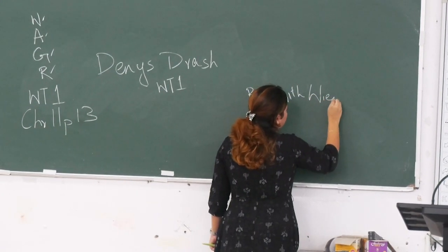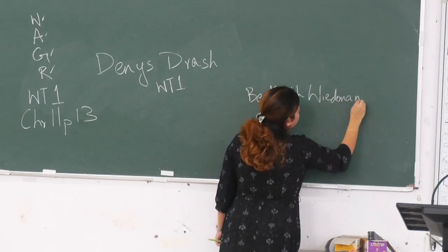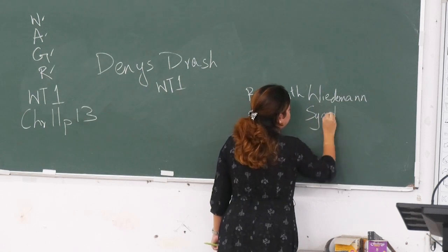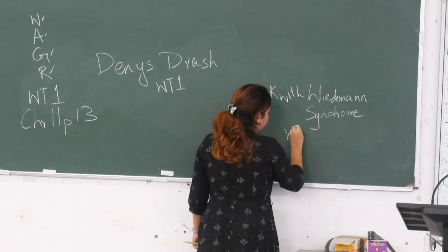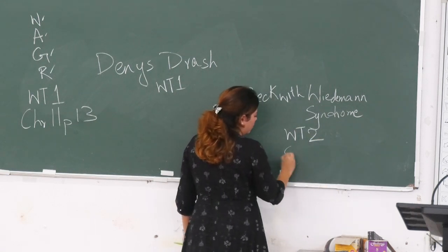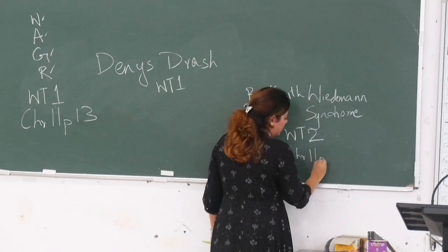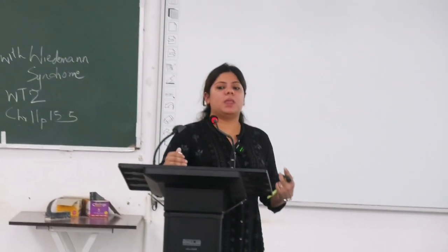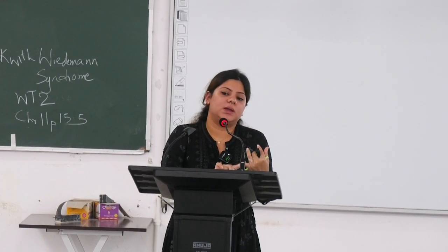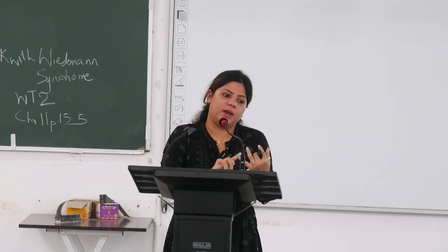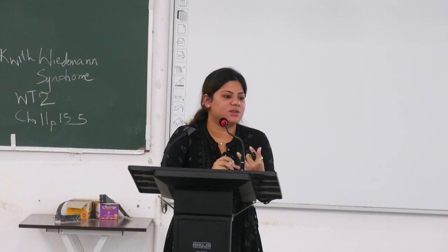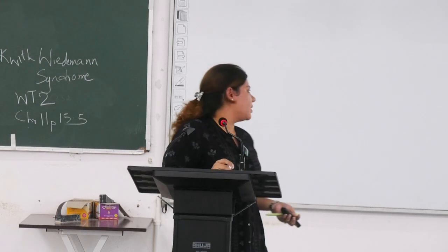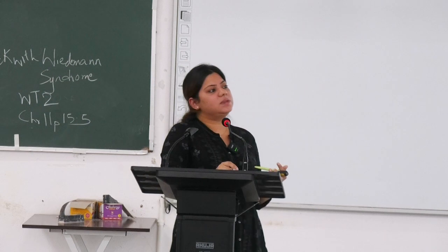Beckwith, I think this is the spelling, Wiedemann syndrome. WT2. Beckwith-Wiedemann syndrome presents with hemihypertrophy, omphalocele, organomegaly, cytomegaly of the adrenals, and Wilms tumor. These all you have to know. Seems like a lot, I think, but still, you have to know all this because MCQ. So these are the syndromes associated with Wilms.